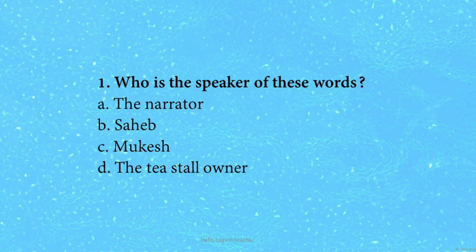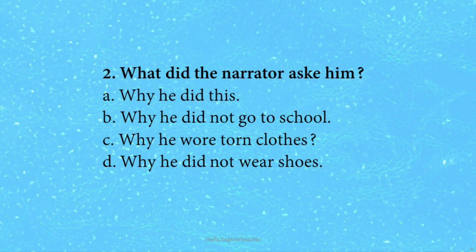So, question number 2. What did the narrator ask him? Why he did this? Why he did not go to school? Or why he wore torn clothes? Or why he did not wear shoes? So, we know that the narrator asked him why he was doing what he was doing. She saw him doing something. So, she asked him, why are you doing this? So, the answer is A, why he did this. So, let us look at the next question.